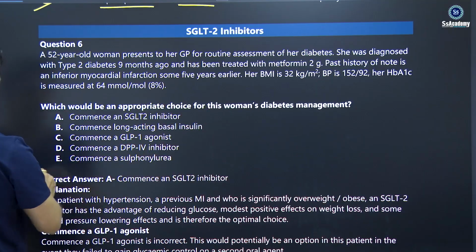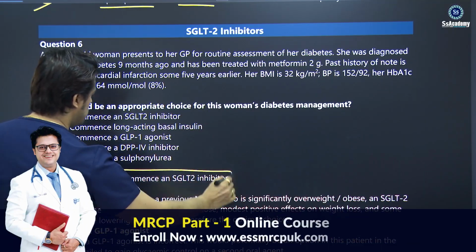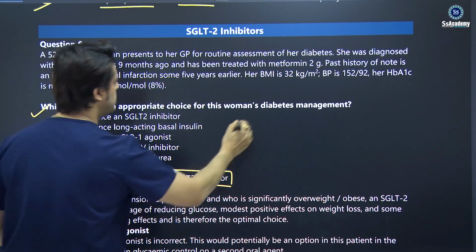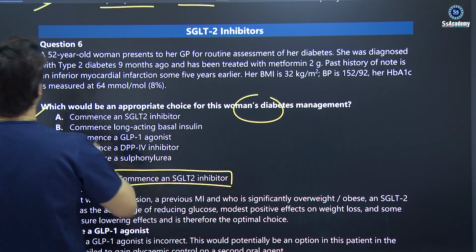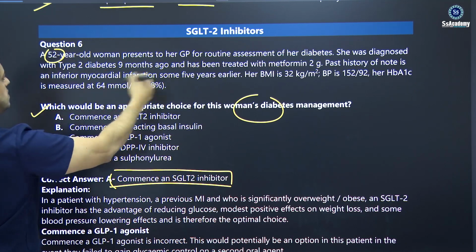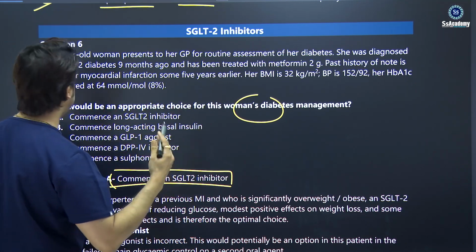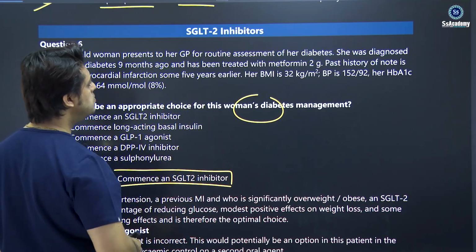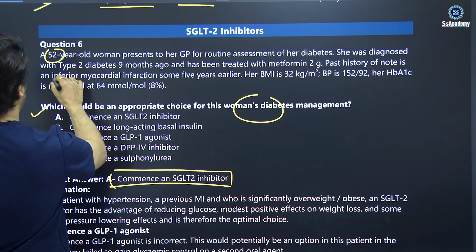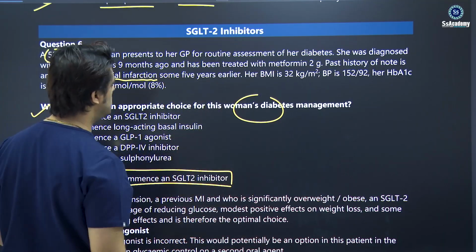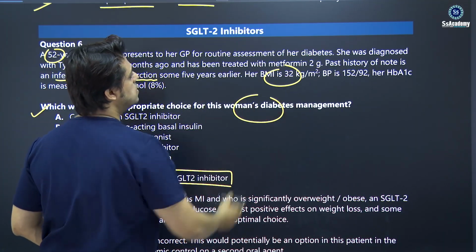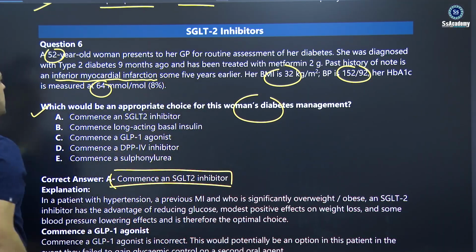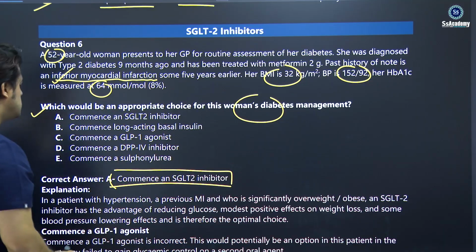Question number 6: considering the conventional SGLT type 2 inhibitors, which would be an appropriate choice for this woman's diabetes management? Once again, a 52-year-old woman at a GP routine assessment of diabetes. She was diagnosed with type 2 diabetes 9 months ago, treated with metformin 2 grams, with a past history of inferior myocardial infarction some 5 years earlier. BMI is 32, blood pressure is slightly high, and HbA1c measures 64, that is 8%. So this is very important to know.